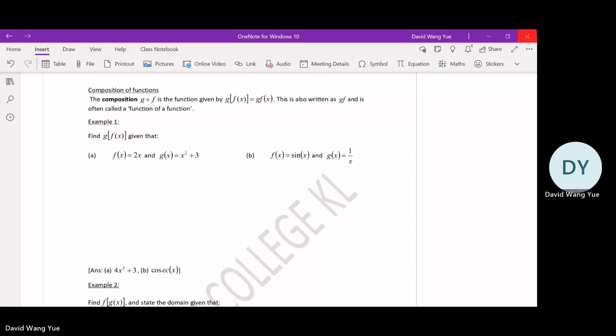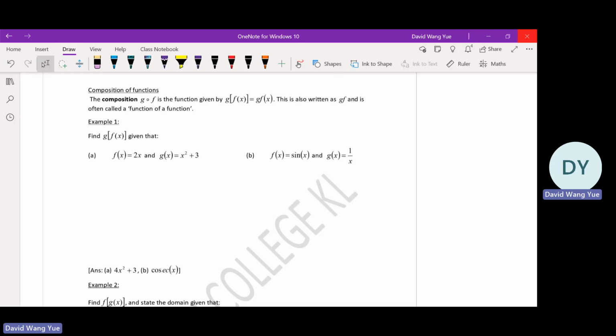Example 1. Find g(f(x)). g(f(x)) means you substitute f into g. So we can write it as g bracket f(x), or just g(f(x)). Okay, how are we going to do this one? Firstly, think about g(f(x)): it means you replace the x by f(x).